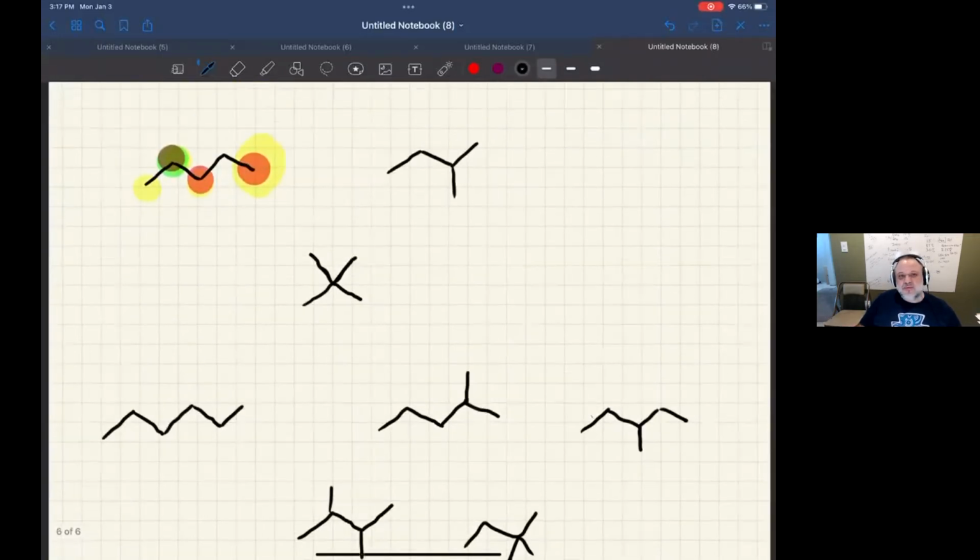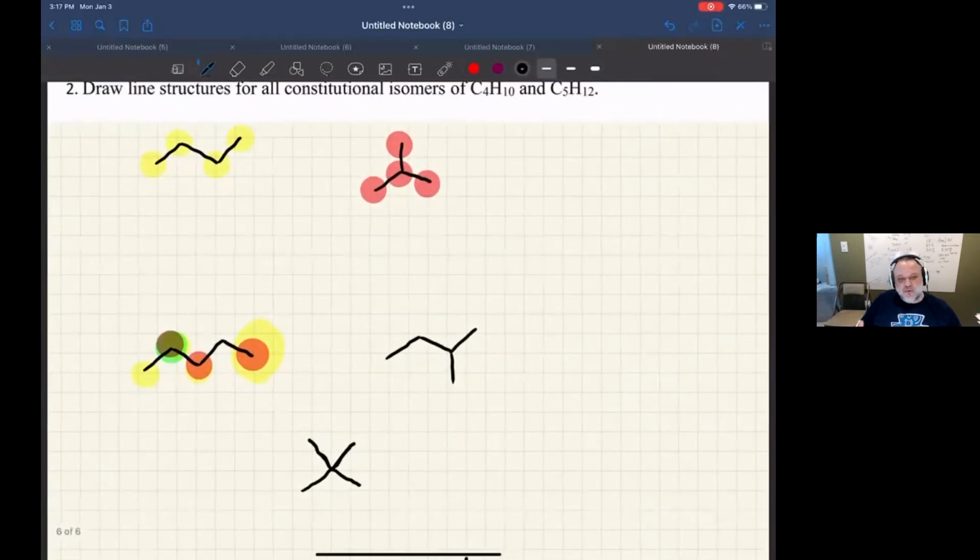Okay, so this is what we mean by constitutional isomers. The important consideration here is that it's easy to get confused when drawing these constitutional isomers, because you might think they're different, but they're not different. They actually equal each other.